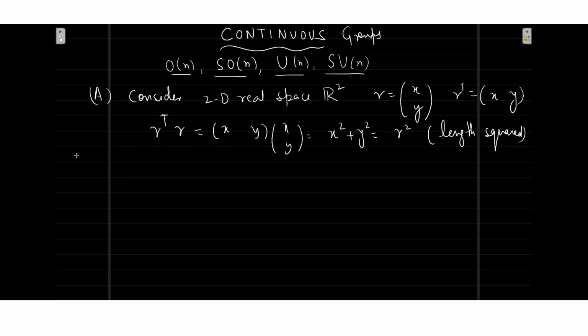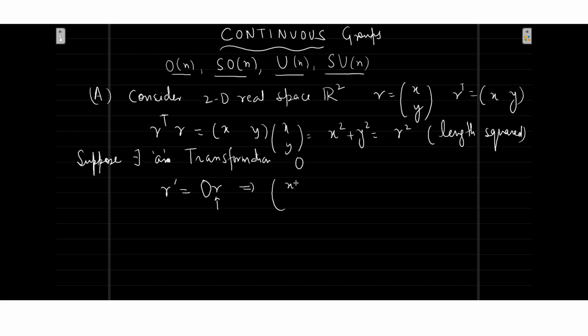Up to this point this was simple. Now suppose there exists a linear transformation, let's say a transformation O. When applied on my original vector r, it gives me r prime. It's a linear transformation, so it will give a vector in the same space. Basically (x', y') is O times (x, y). Now, can you tell me what will be the dimension of this O? What will be the representation of this O? This is a linear operator in two-dimensional space.